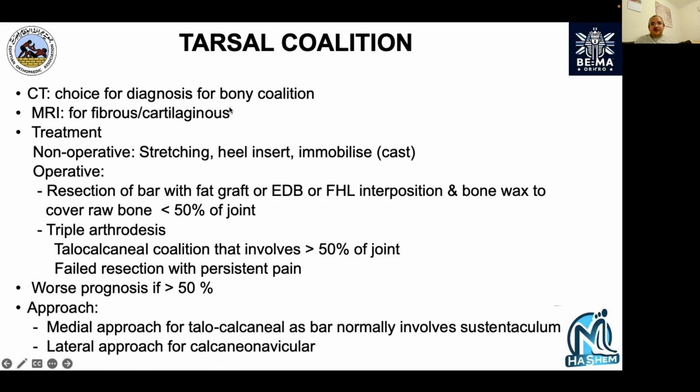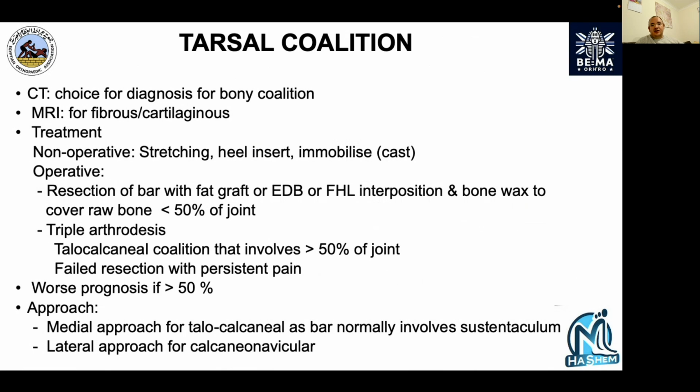CT is a must. You have to have a CT to understand the bony coalition. How much of the joint between the tarsal bones is having a coalition? It could be the whole surface is coalesced, or just part of it, and this will differentiate. It will come into account when we go for surgical treatment.